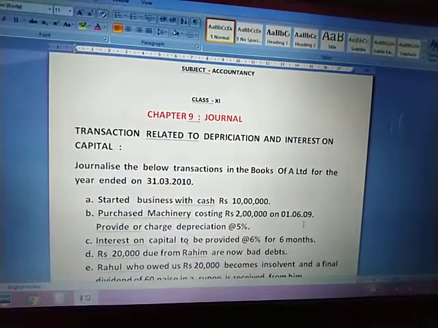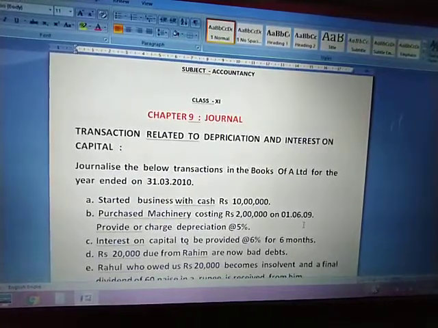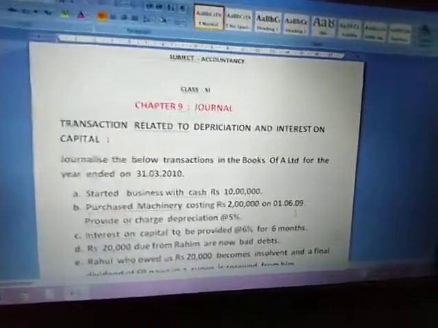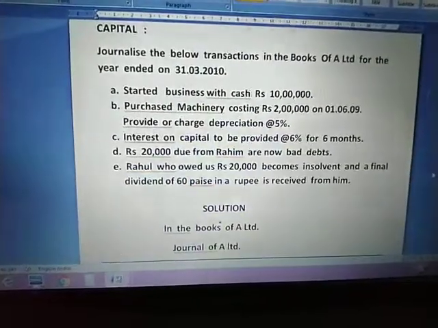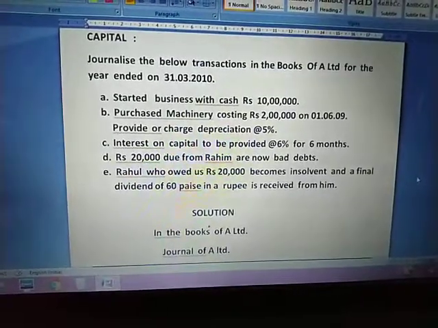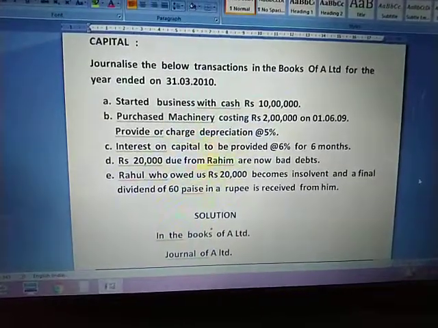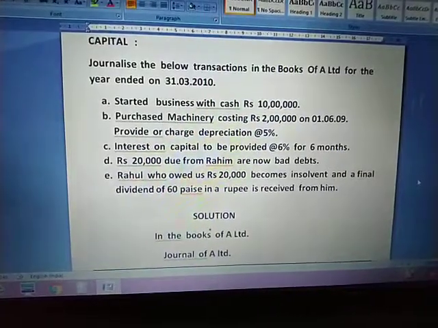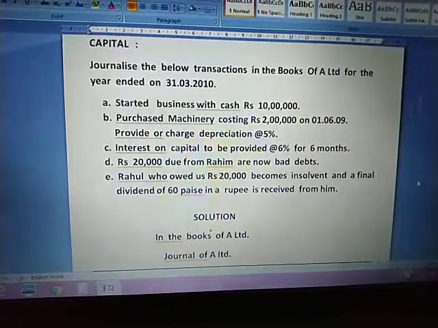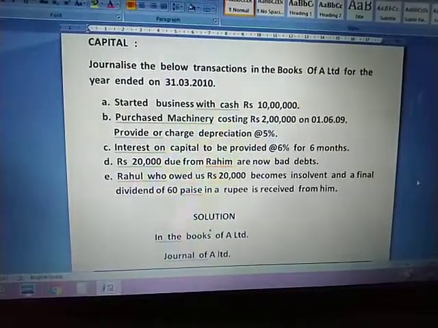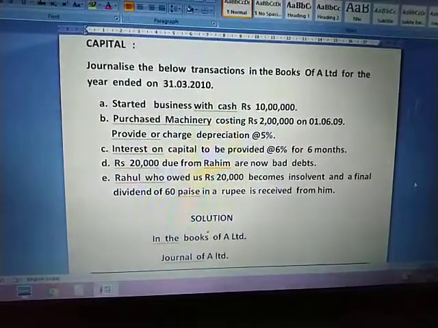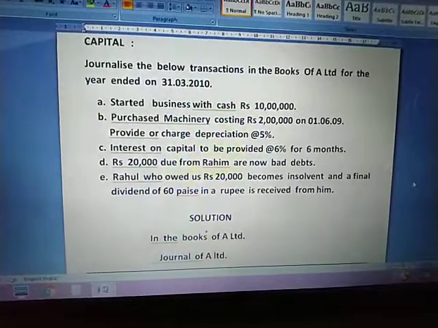So now let us understand how to calculate this kind of transaction in our sum. Now if you concentrate on number B, it's written: purchase machinery costing rupees 2 lakh on 1/6/2009, provide or charge depreciation at 5%. That means this date has been given for a certain purpose. This date will help us calculate for how many months, or what is the period of time, that the machinery has been used for the current year.